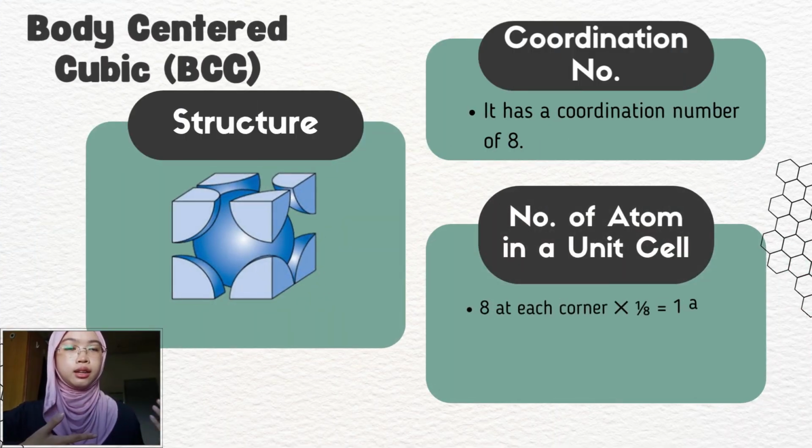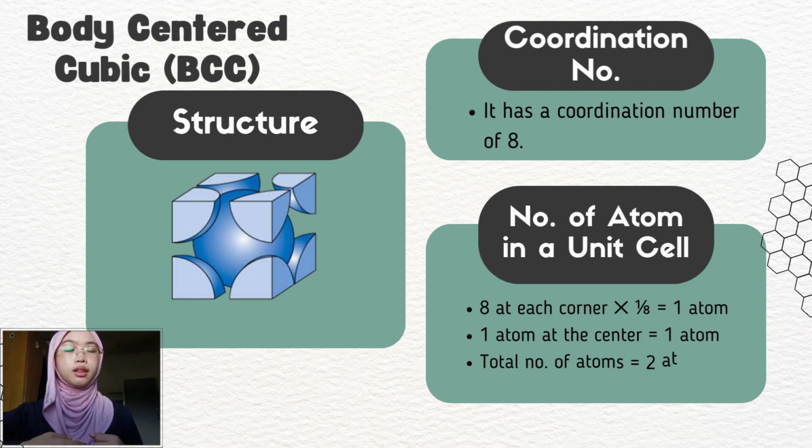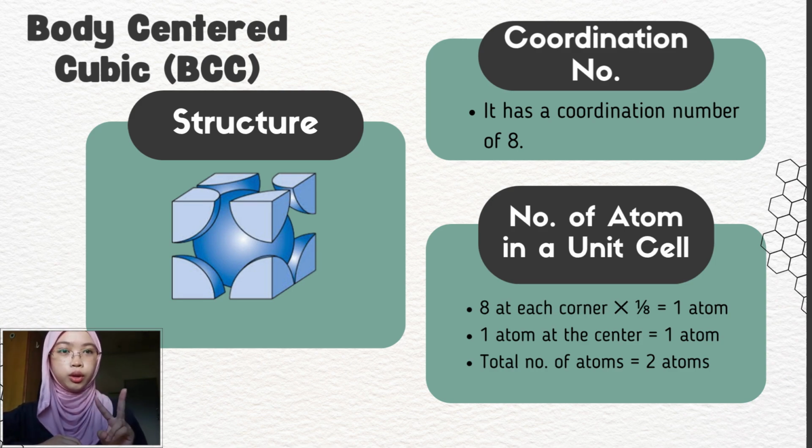Assalamualaikum, I am Arlene Dania and I will be presenting about the three metallic crystal structures. The first one is the body-centered cubic, BCC, which has a coordination number of 8. The unit cell consists of 2 atoms: 8 at the corners, which is multiplied by 1/8, which equals 1 whole atom, and another 1 whole atom in the center, making a total of 2 atoms.